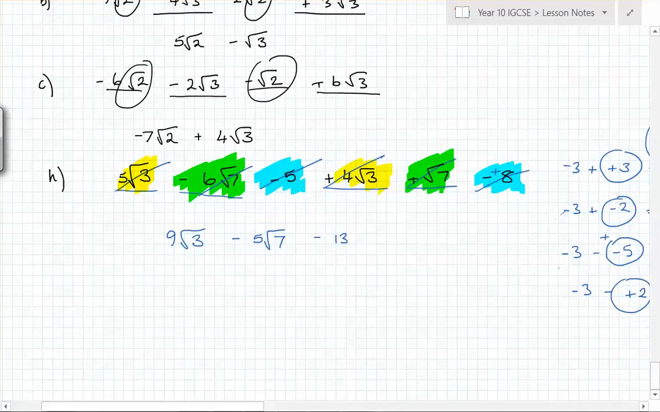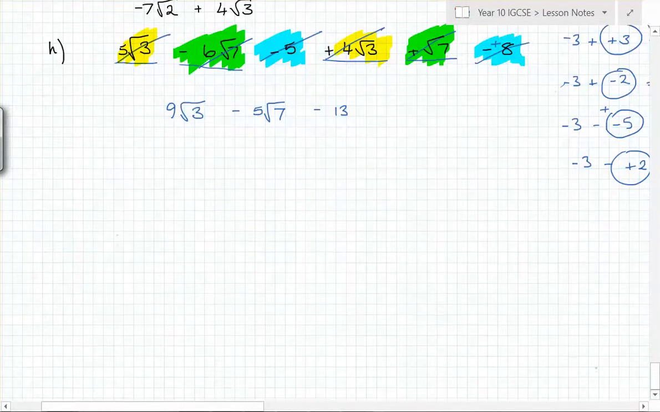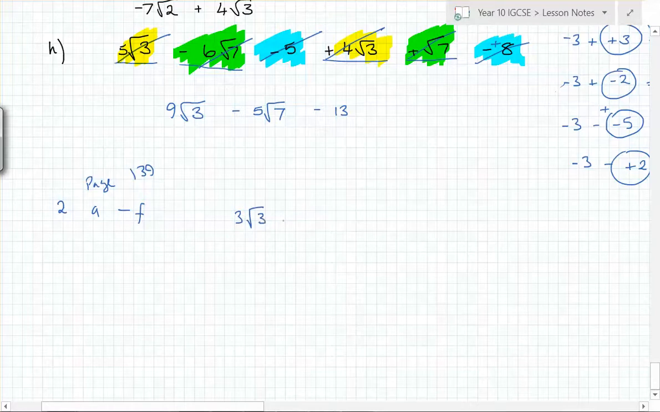What we'll have to do next time. Stop. Number 2. Okay, so for your homework, so you can review this, I want you to do question 2, A through F. Right, so that's page 139. So I'm just going to do the first one with you. 3 root 3s multiplied by 2 root 2s. Now that's the same as 3 times root 3 times 2 times root 2.